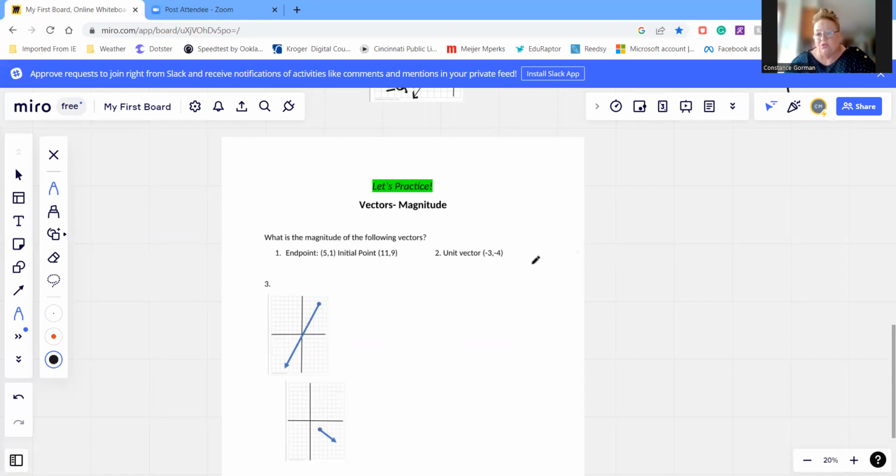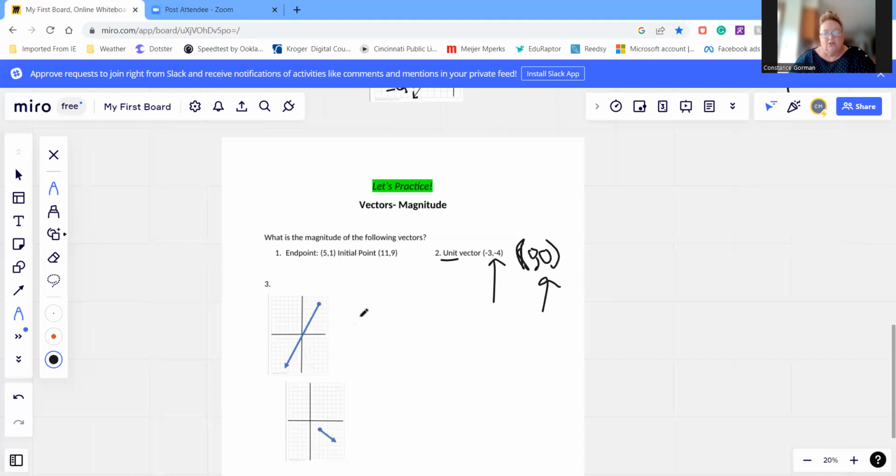Now, just to remind you that the unit vector, notice there aren't 2 coordinates here. That means the other coordinate, the initial point, is 0, 0. So whenever they use that verbiage, you do have 2 points. If they use unit vector, that means the initial point is at 0, 0, the origin. And this is the terminal point here. Now, in the case of problem 1, you have 2 points, so it's not a unit vector.